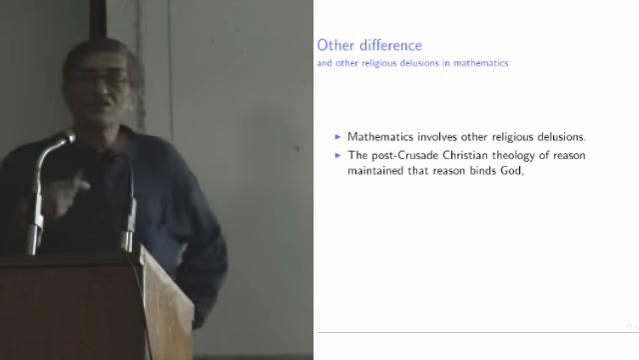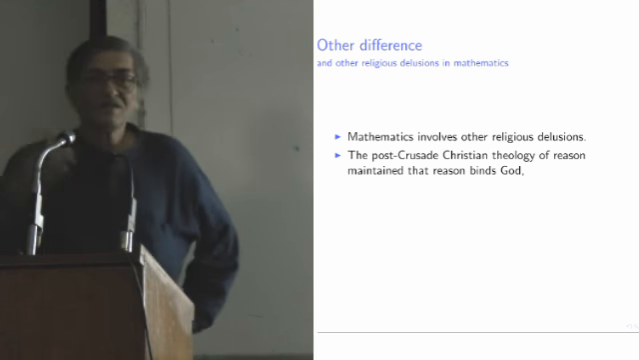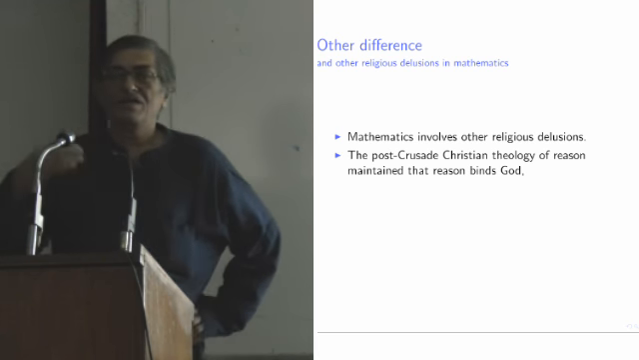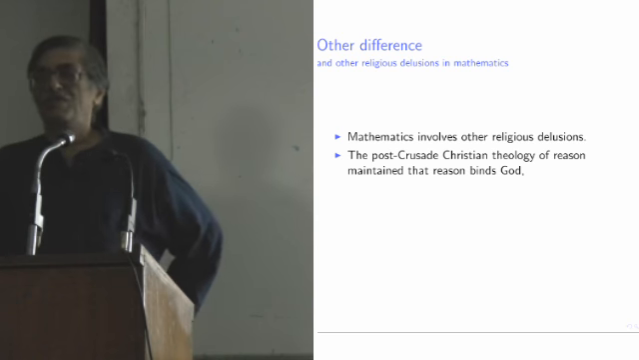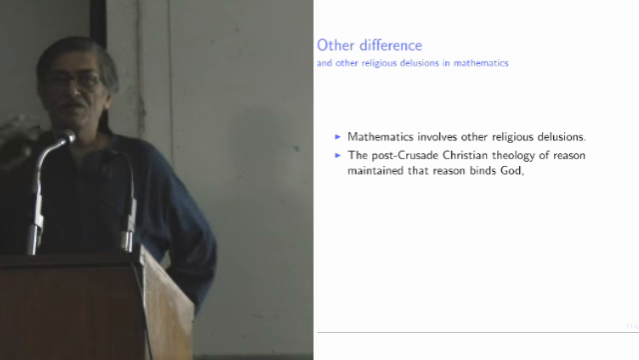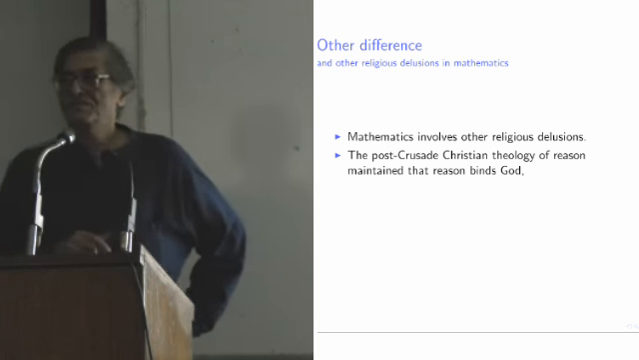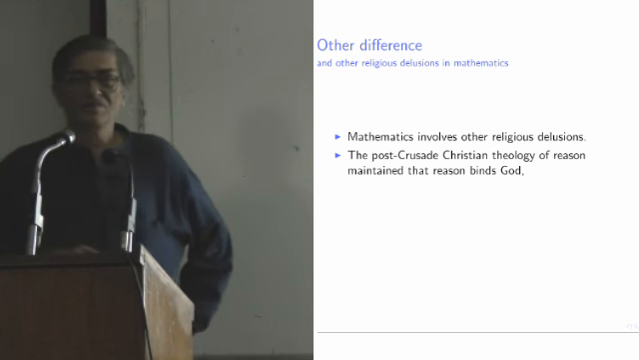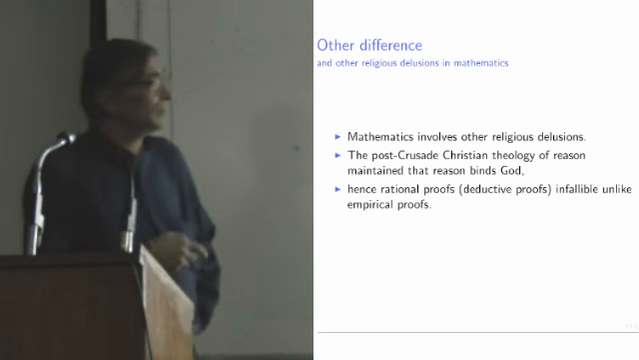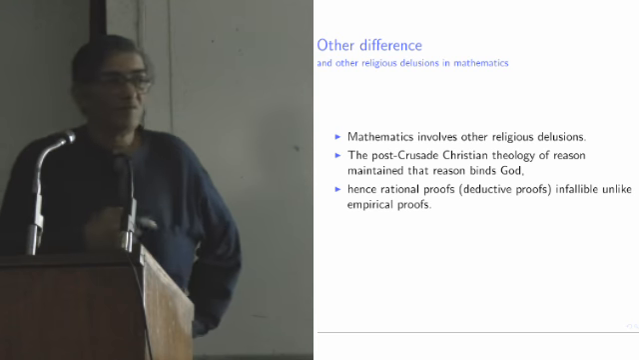For example, the post-crusade Christian theology of reason, put forward by Aquinas, maintained that reason binds God. He cannot create an unreasonable world, he cannot create an illogical world, but he is free to create facts of his choice. Since logic binds God, God is free to create facts, therefore logical proofs are stronger than factual proofs. Who says so? I think factual proofs are stronger, always stronger. Metaphysics is not to be trusted. But anyway, this was the belief. Deductive proofs or deduction is much more powerful, much stronger.